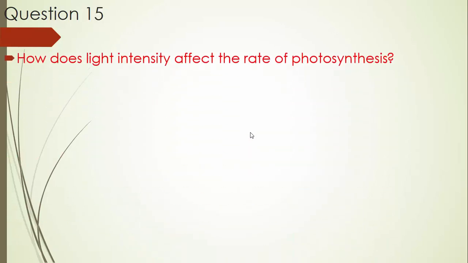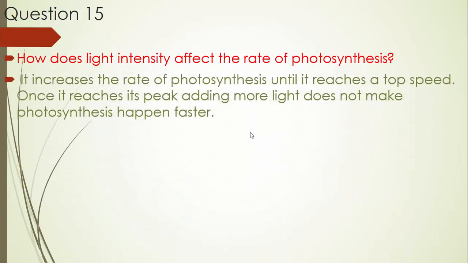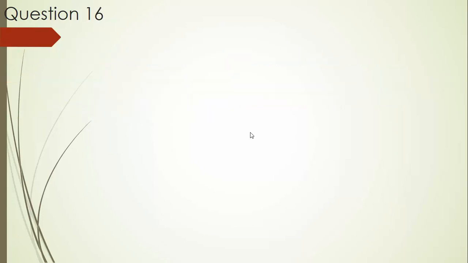So number 15, how does light intensity affect the rate of photosynthesis? So it actually increases the rate of photosynthesis until it reaches a top speed. And once it reaches its peak, adding more light does not make photosynthesis happen any faster. So it speeds it up until it reaches a certain speed. Once it tops out, adding more light isn't going to make photosynthesis happen faster.